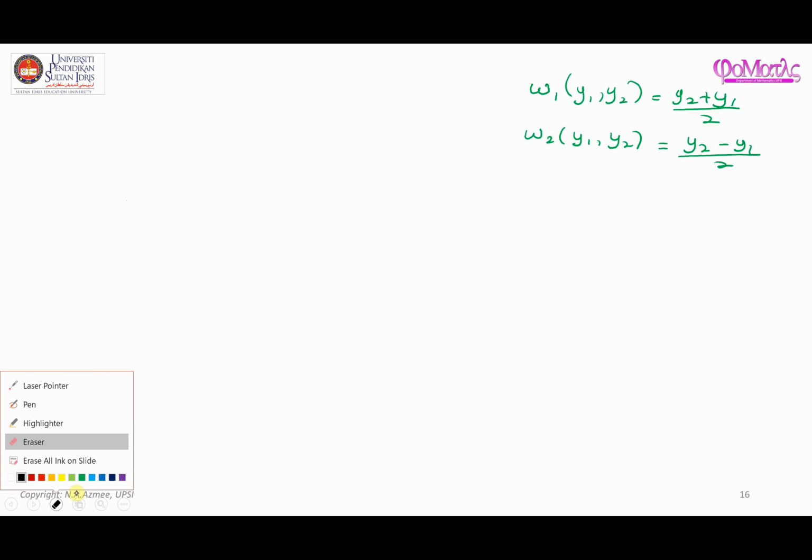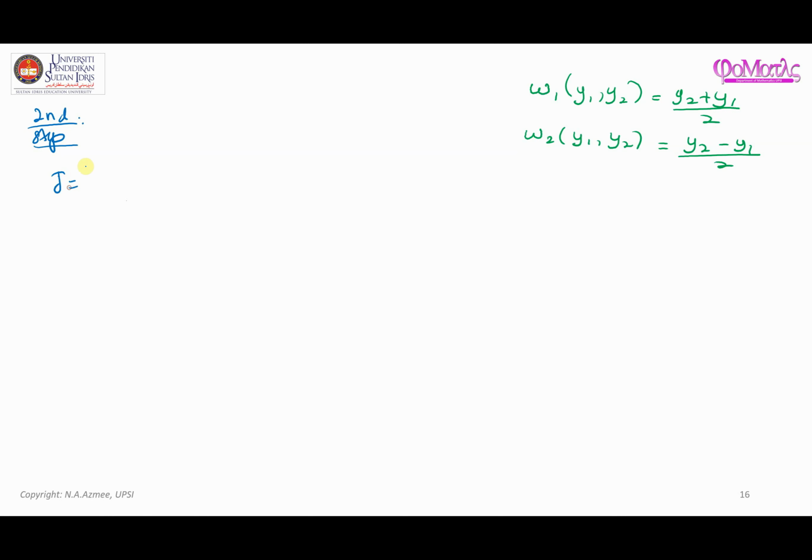Okay, next we're going to focus on the second step, which is related to finding the partial derivatives and then getting the determinant of it. Here we have the Jacobian defined as follows: you need to partially differentiate this function. So here we have y1, and here is the function w1(y1, y2).